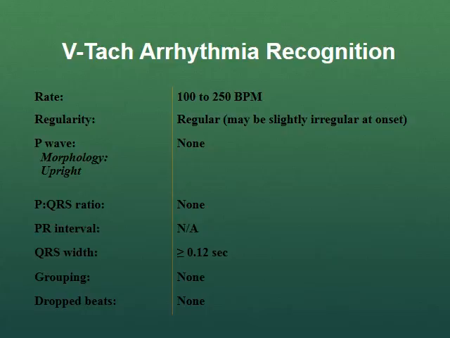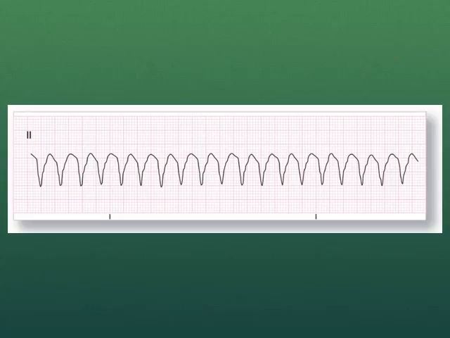The rate 100 to 250, it should be fairly regular. If it's very irregular, we need to be thinking about other things. No P waves, no P QRS ratio. QRSs are going to be wider than 0.1 seconds. So here's an example of VTAC right here on a real patient.